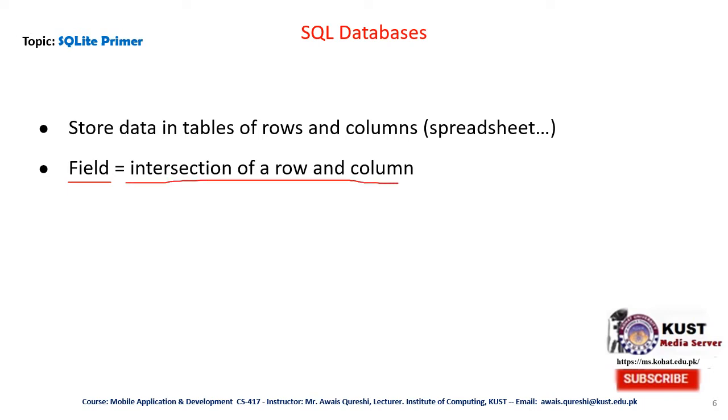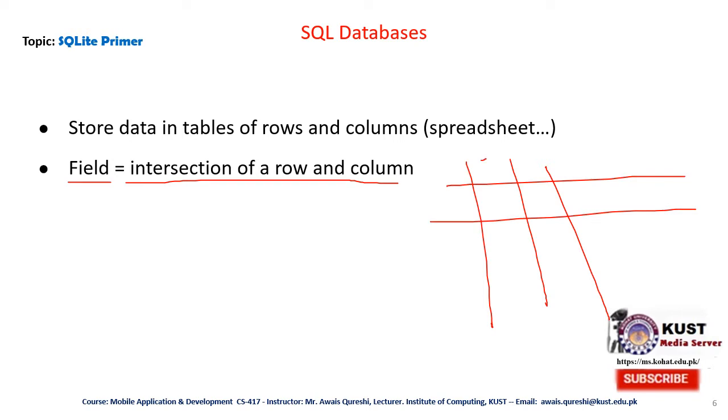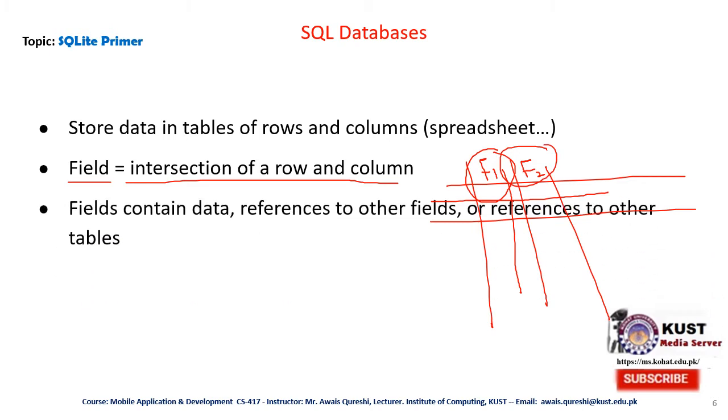Let's say we have different fields in this fashion. So this column is a field. I will denote this with F1 and I will denote this with F2. So this is the column and this is the row. When these two are intersected together, it forms a field. So we call this a field. Let me erase this so that we can see this more clearly.